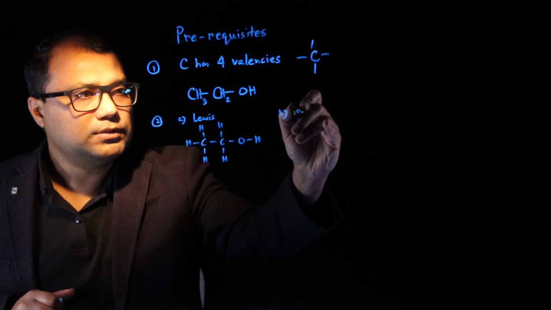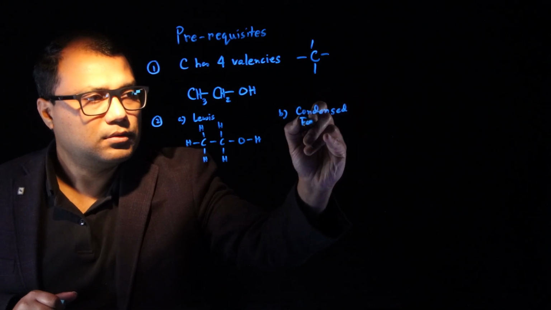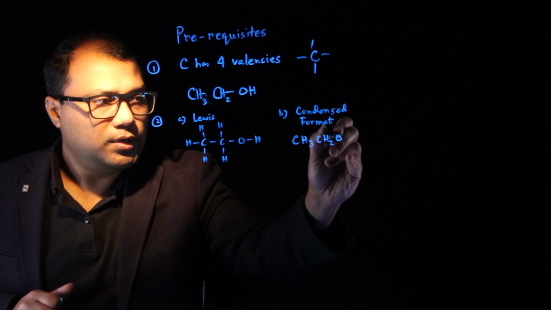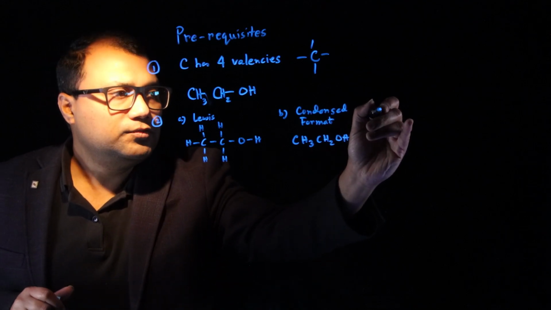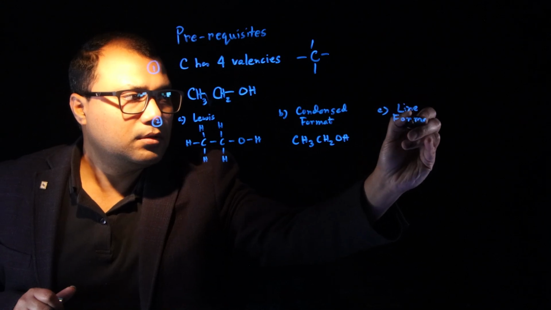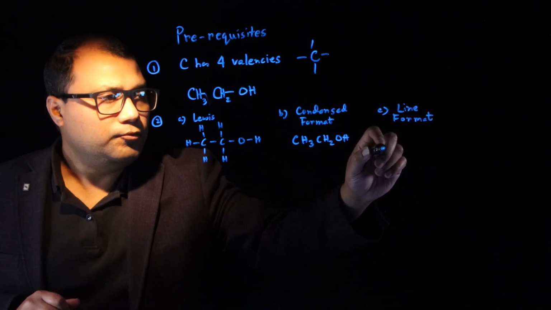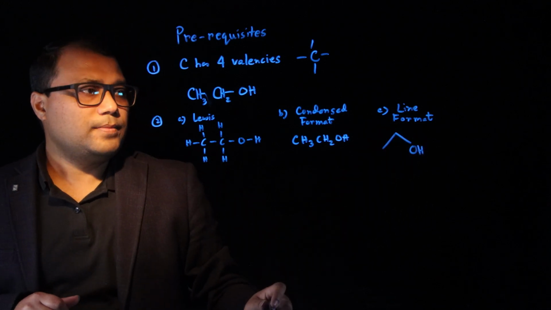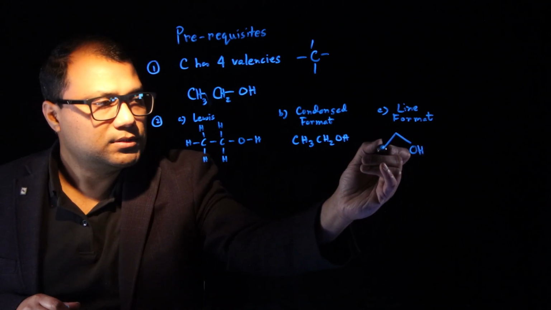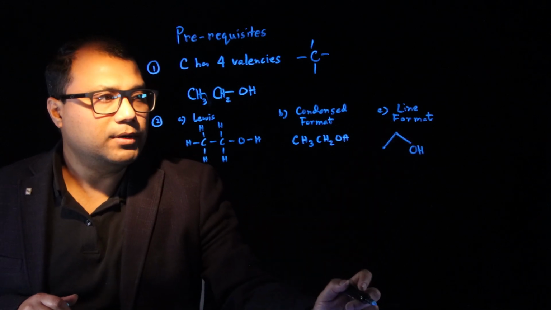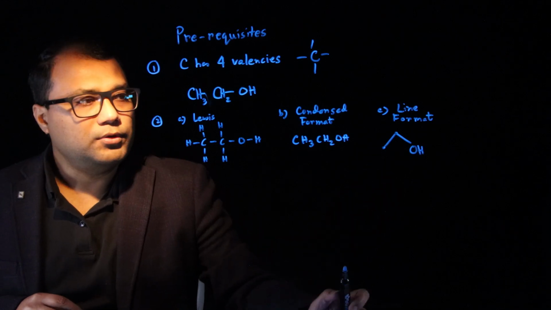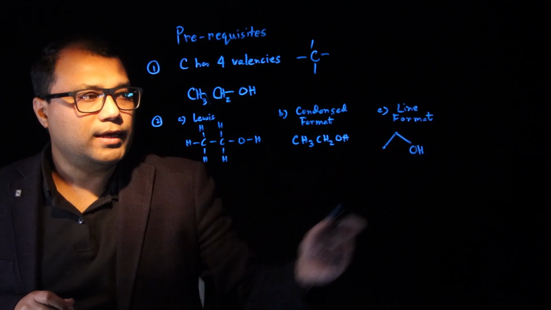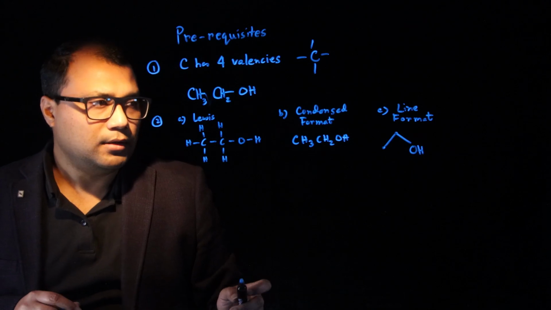The second is what is called the condensed format. So that's exactly this. So CH3, CH2, OH, okay. And the last one is a line format. So in the line format, we only draw like this. So what that means is each of these start and end points are carbon atoms. The hydrogen is assumed. We don't specifically write that there are three hydrogens here and two hydrogens here. And at the end, we have, in this example, a substituent like an alcohol. Okay?